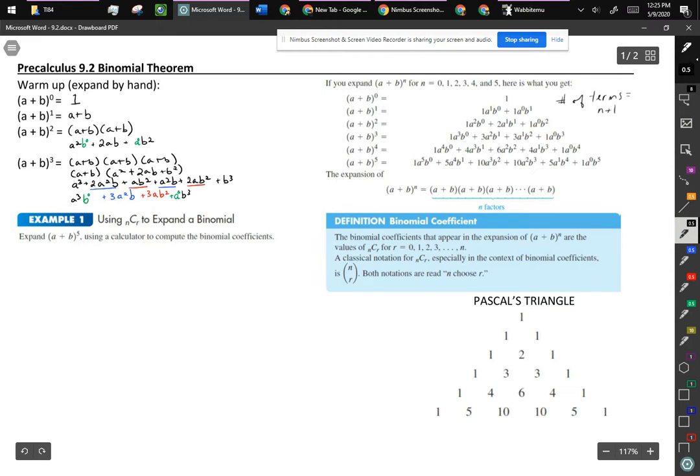All right, so let's try example 1. The first thing we want to identify is the n. In this case, it's 5 because the exponent is 5, which means that there are 6 terms.